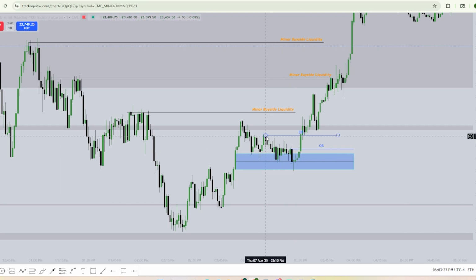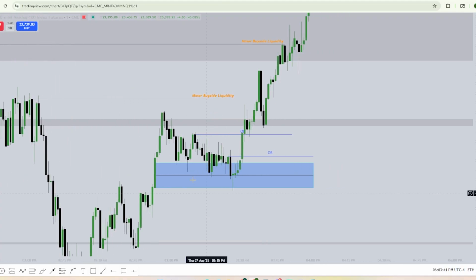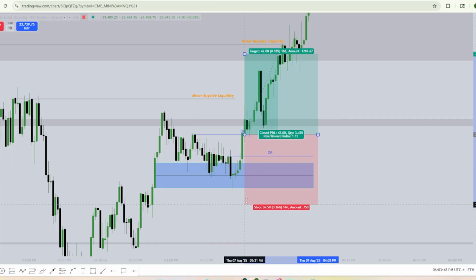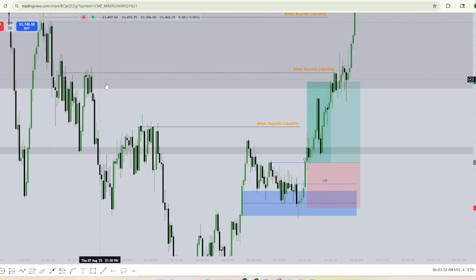I want to see the reaction, and then looking at this order block right here, expecting that candle to hold and trade up higher. The trade will look something like that. And the biggest thing on here is trusting that this is the pool of liquidity.